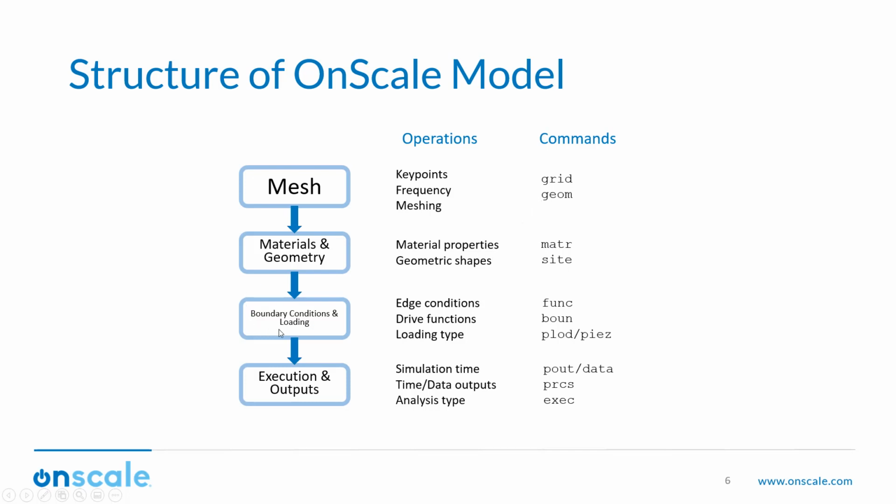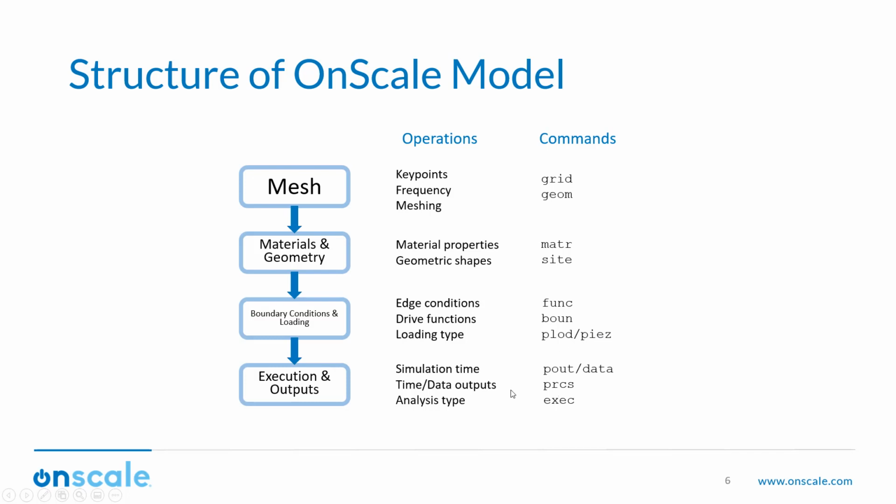And then you have boundary conditions and loadings. So here you have three kinds of commands that are often used. Func is to create a function in function of the time, I mean. BO, or boundary, is here to assign the boundary conditions. Plod and piece are two different load types. So this is for a pressure type of loading, for example, and this is for piezoelectric type of loads.